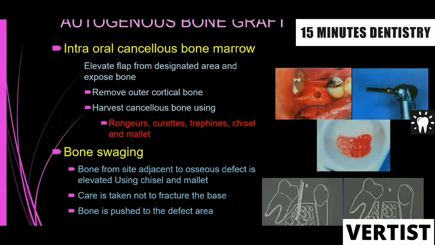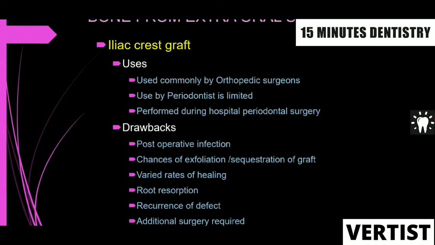Whereas bone swaging is again routinely asked in viva. Basically here the defect is adjacent to the edentulous area, and the bone has to be very elastic, so that with the chisel and the mallet you push the bone into the defect. Care is taken not to fracture the base, and the bone has to be carefully pushed into the defect.